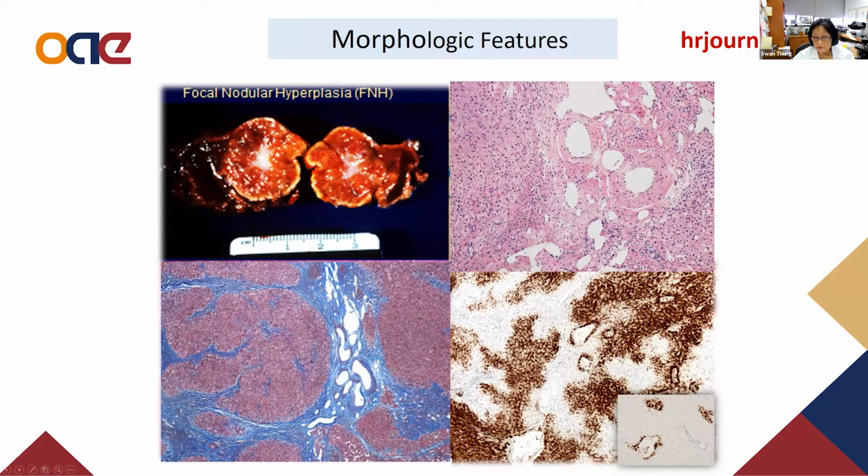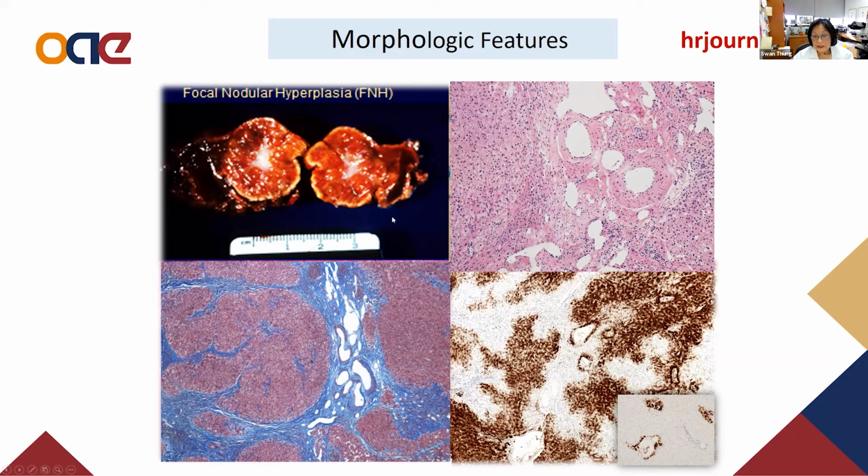However, now we have this very powerful tool of immunostaining for glutamine synthetase. Normally, glutamine synthetase is expressed by the hepatocyte next to the central vein. This is the portal tract, and so it is always just in zone 3.